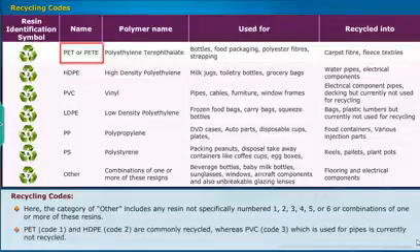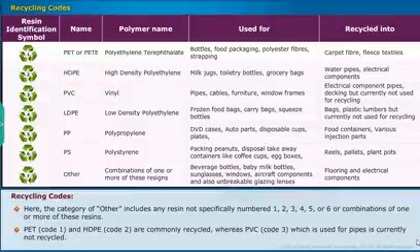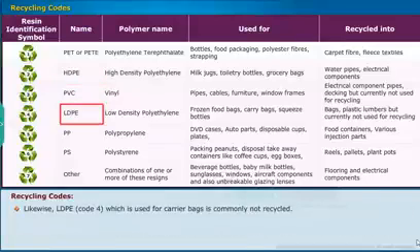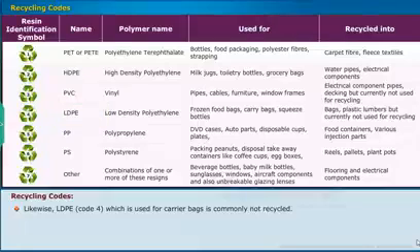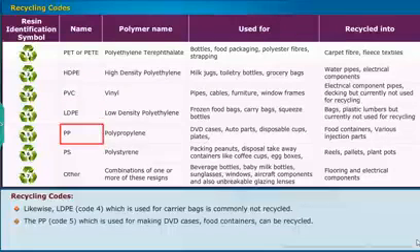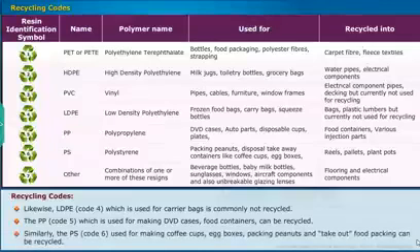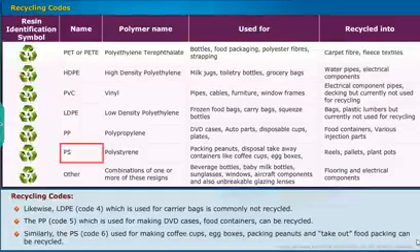PET code 1 and HDPE code 2 are commonly recycled, whereas PVC code 3, which is used for pipes, is currently not recycled. Likewise, LDPE code 4, which is used for carrier bags, is commonly not recycled. The PP code 5, which is used for making DVD cases and food containers, can be recycled. Similarly, the PS code 6, used for making coffee cups, egg boxes, packing peanuts, and take-out food packing, can be recycled.